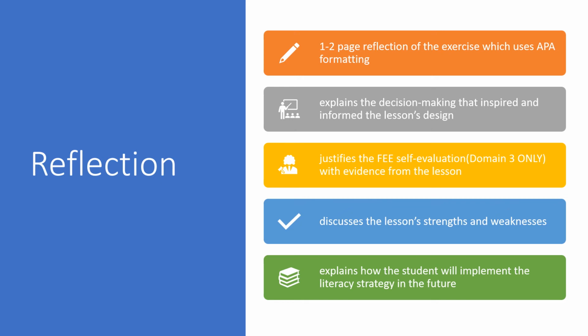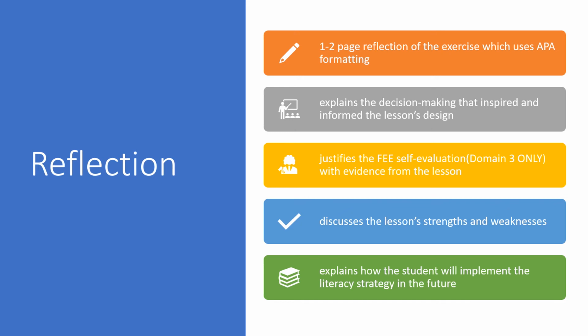You need to use APA formatting. You need to explain the decision making that inspired and informed the lesson's design. And so when I'm saying that, I'm thinking about what about your content drove your decision to use that literacy strategy a particular way? What about the students that perhaps you plan to teach drove the decision for you to modify it in that way, or to implement that strategy in that way. Your reflection also needs to justify the FEE self-evaluation. Remember, only looking at domain 3.